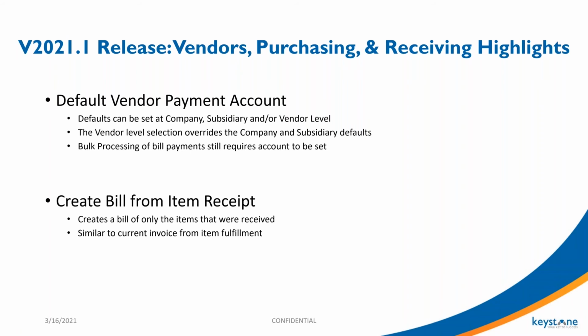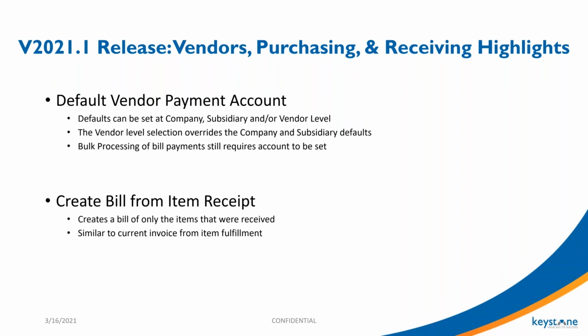But still, the thing that people on the preview video of this were having trouble with was when you go to bulk processing of bill payments, you still have to set an account there and pick your bills. They haven't gone that far to be able to say, okay, only pull in the bills that use this account. So it's really just for a default, and at the vendor level, it's really good if you're doing a payment right from the vendor record for maybe a prepayment, which it does apply to, vendor prepayment. So you can set it there for that.